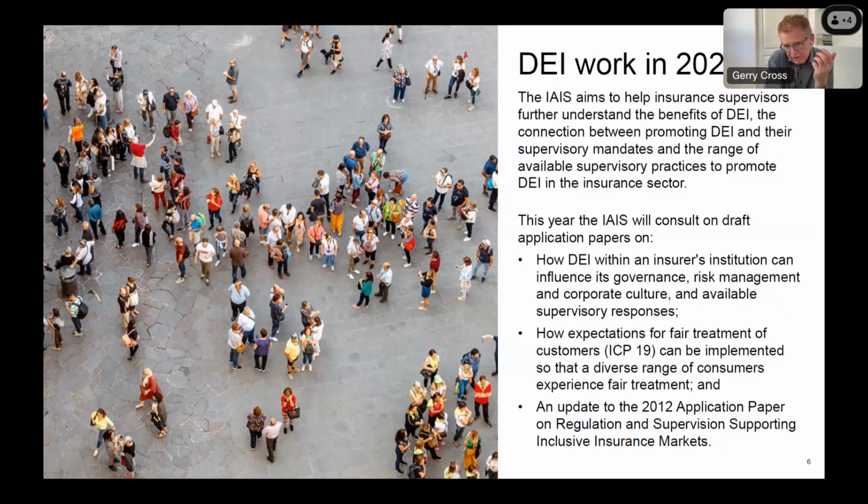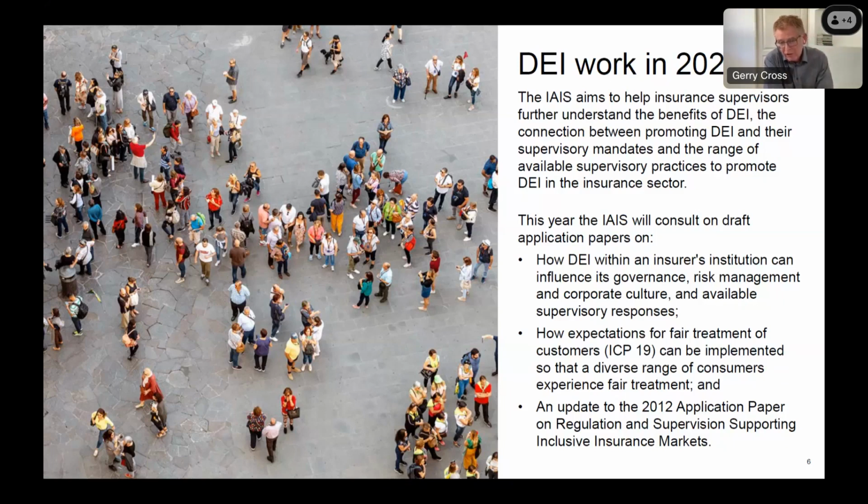And thirdly, to provide advice and examples on the range of available supervisory practices. And again, you'll see all of that in our discussion today. So this year, the IAIS will publicly consult on 3 draft application papers, or actually 2 drafts and 1 revised application paper linked to diversity, equity, and inclusion.